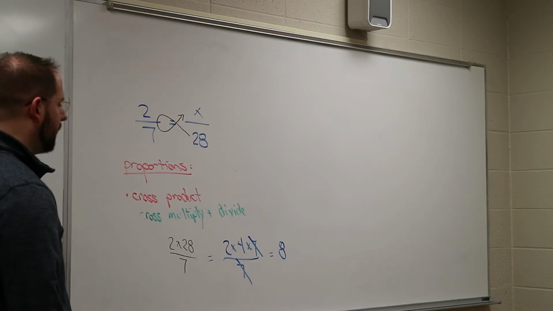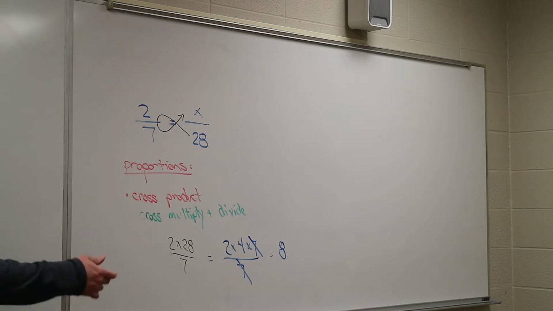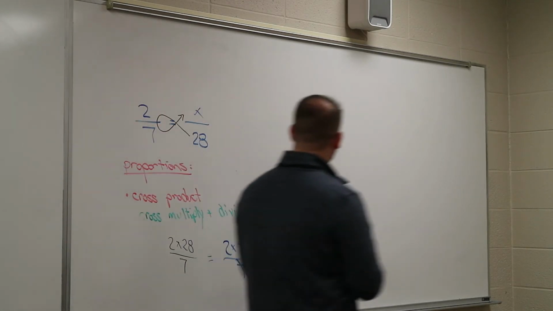Wow. Like, that's how easy it is. Now, that's one way. You can do a cross product. Again, most people just use a calculator, cross multiply and divide. Okay, or you can do this.